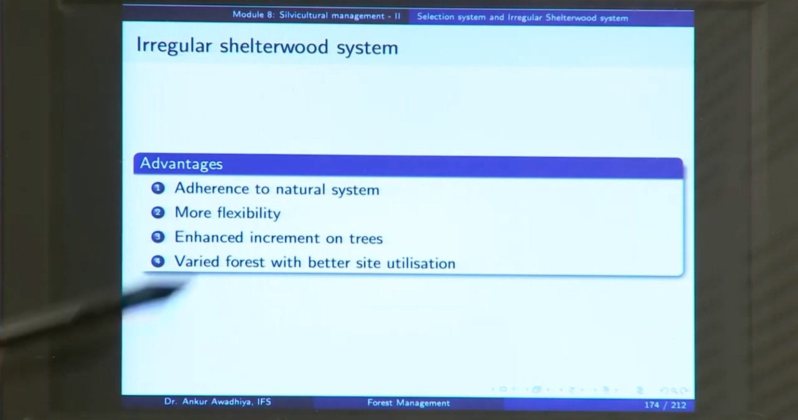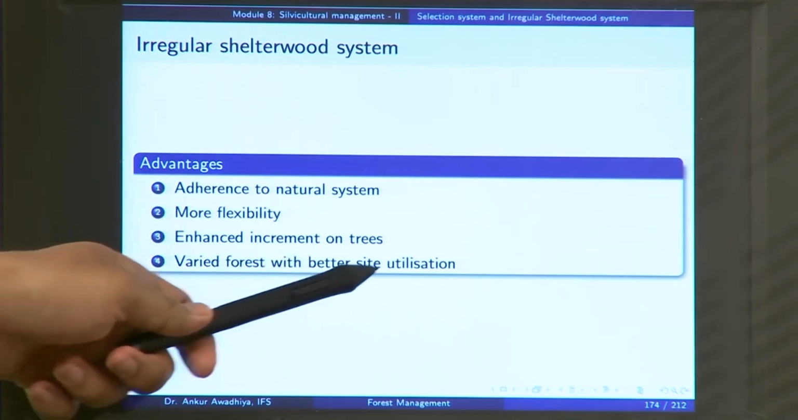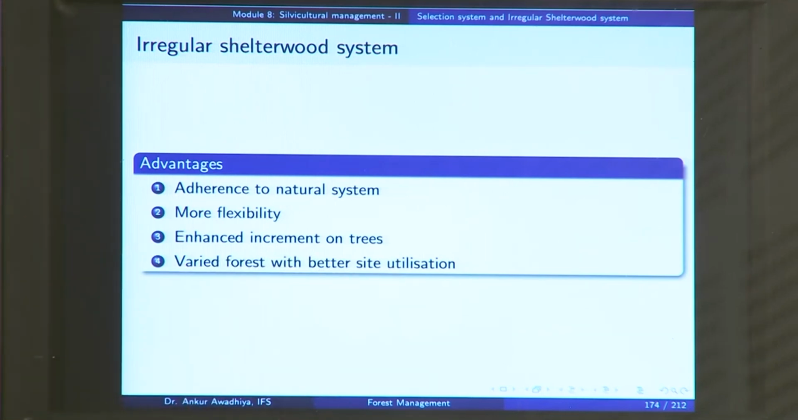There is an enhanced increment on trees because you are using the selection system, but at the same time you have a varied forest with better site utilization. The forest now is varied because in certain areas you have an even aged forest, in those areas where you are using a Shelterwood system. In those areas where you are using a selection system, you are having an uneven aged forest, and so combining both of these together is giving you a varied nature of the forest and there is a better site utilization.